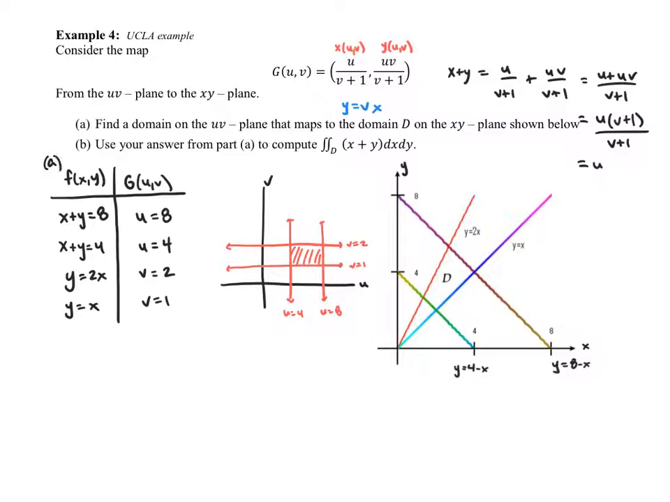Okay, so then the next step, this was essentially part A right here. The next step for part B is that we're going to take a look at calculating the double integral. So we do need to find the Jacobian now. And the Jacobian is going to be a little bit messier than we're used to.